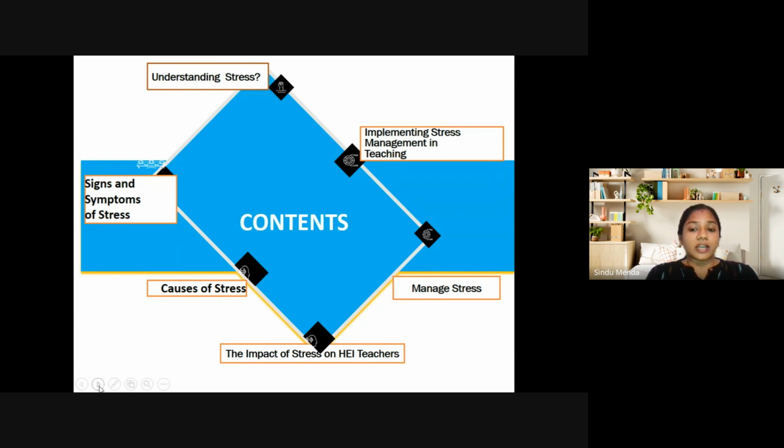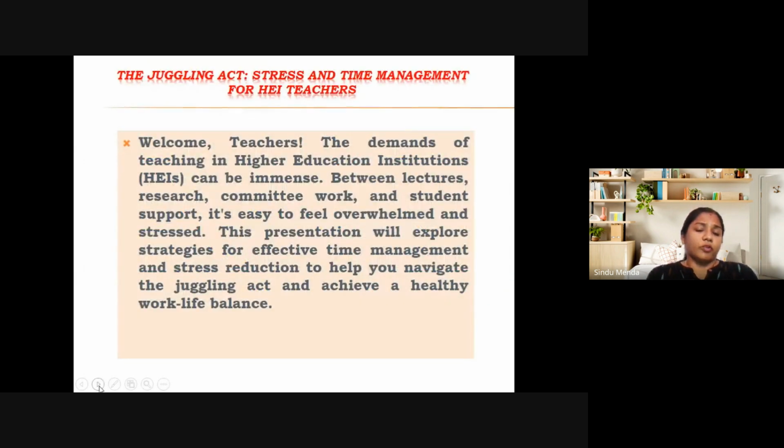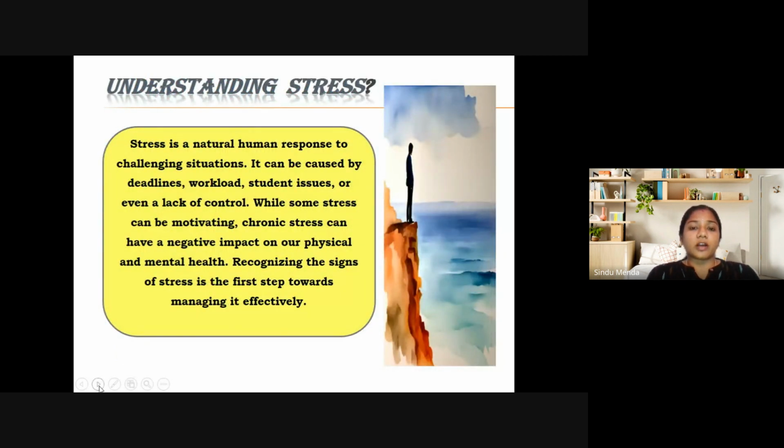Coming to the next topic, understanding stress. Stress is a single parameter which affects our body and also the human mindset. Stress is a natural human response to challenging situations, and it can be caused by deadlines, workload, student issues, or even a lack of control over ourselves. When someone has stress, it can be motivating, or sometimes negative; chronic stress has a negative impact on our physical and mental health. Recognizing the signs of stress is the first step towards managing it effectively.